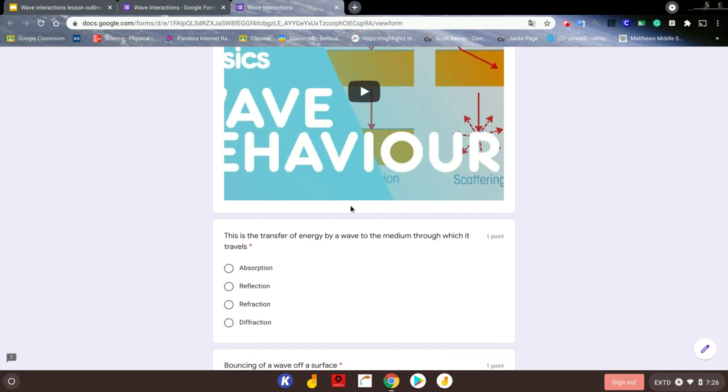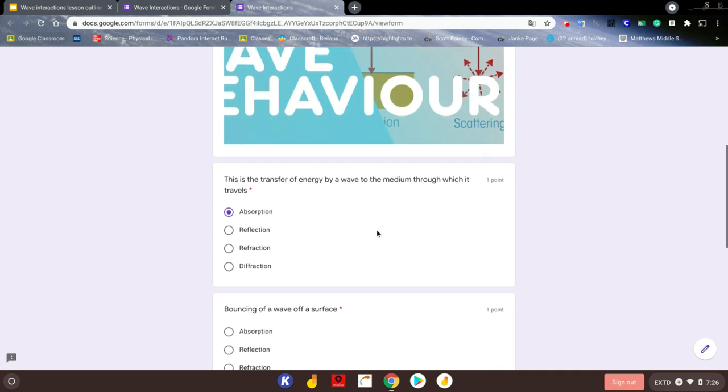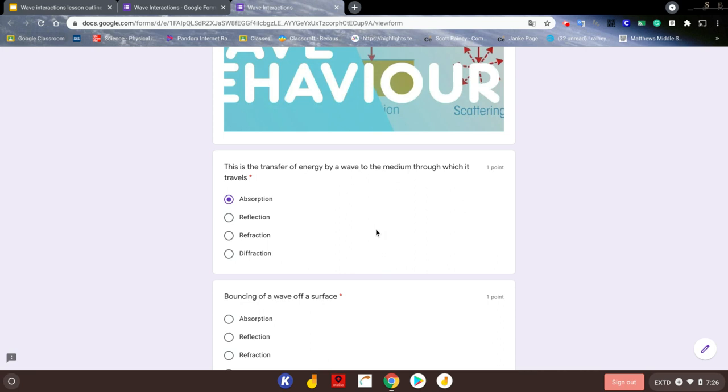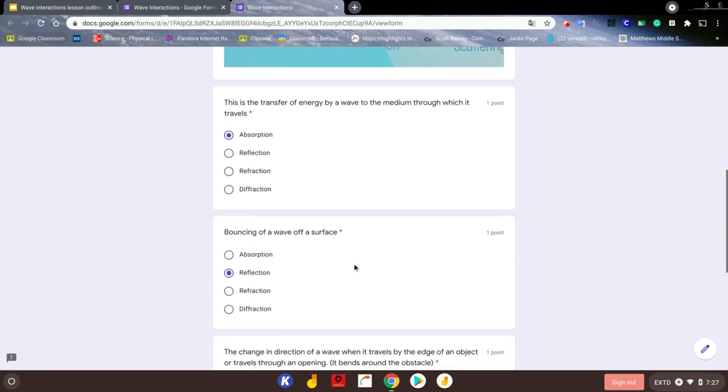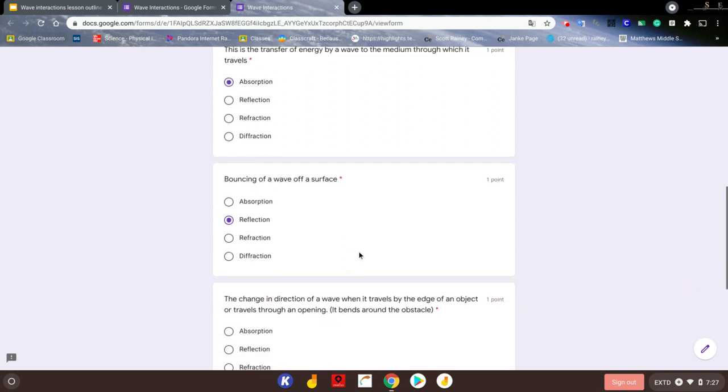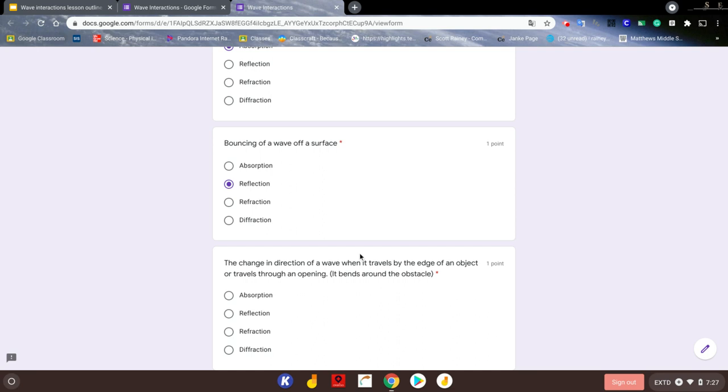When we talk about the transfer of energy by a wave to the medium through which it travels, if it's transferring its energy, that is going to be absorption. The medium it's traveling through is going to absorb or take some of that energy from that wave. If the wave bounces off of a surface, that is reflection. Every time we see bouncing off, we should think it's reflecting or bouncing, like reflecting light out into someone's face. I don't know, it's a mean way to think of it, but that's the way I think of it.